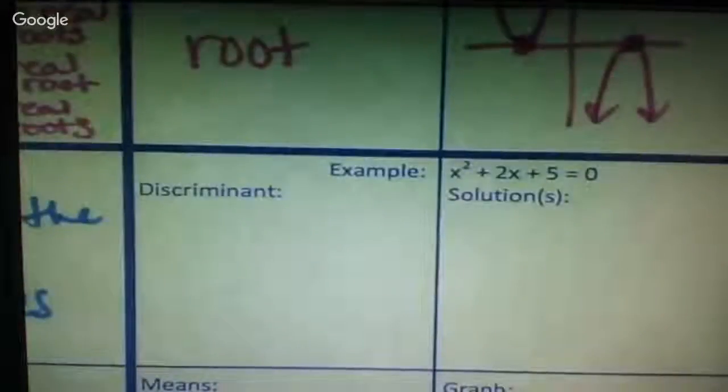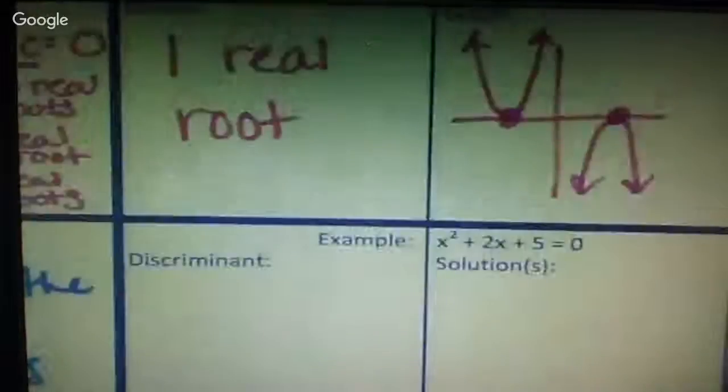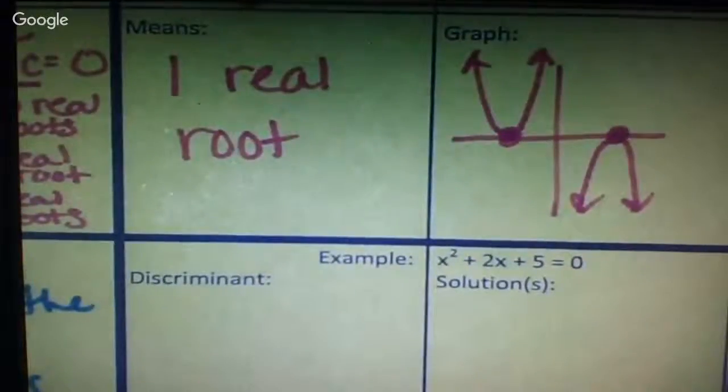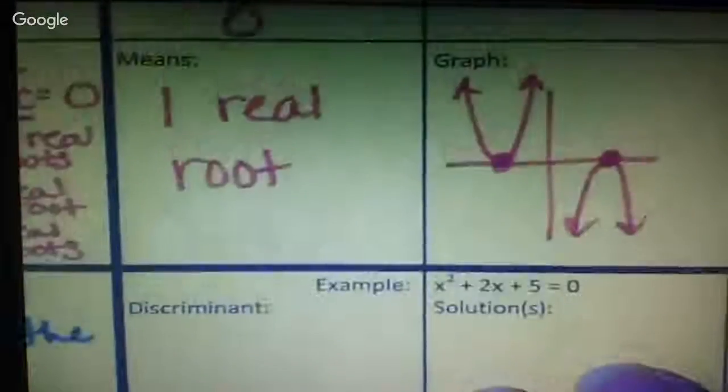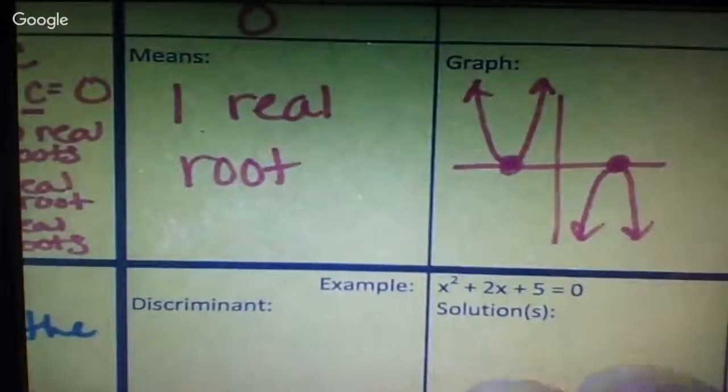Today you said we have to do the D word thing. That's discriminant. That's all we're focusing on today. So which one is it? What do you mean, which one is it? Either one of those graphs means you have one real root. It doesn't matter whether it's facing up or facing down. If it only touches the x once, you have one real root. Okay?